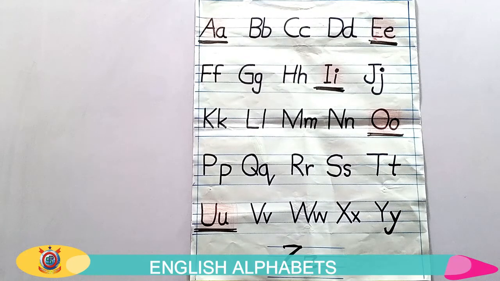And can we count how many consonants we have? B, C, D, F, G, H, J, K, L, M, N, P, Q, R, S, T, V, W, X, Y, and Z. We have 21 consonants. How many consonants do we have? We have 21 consonants. And can you tell me about the vowels? How many vowels do we have? Great job. We have 5 vowels.